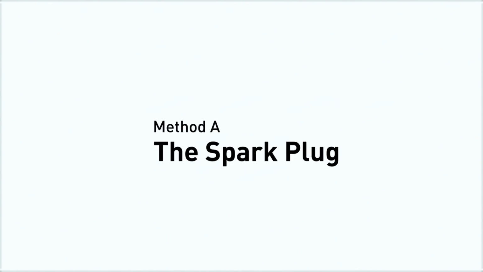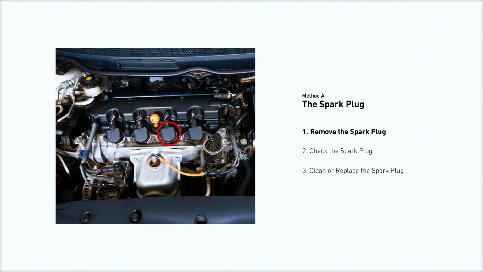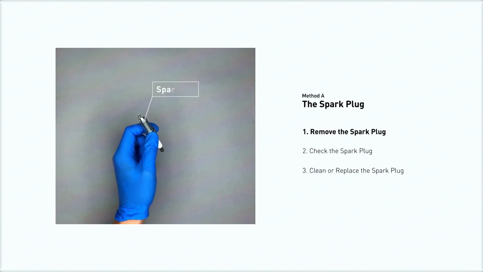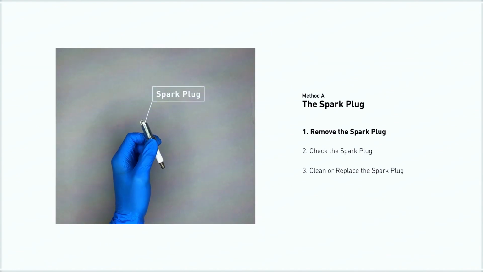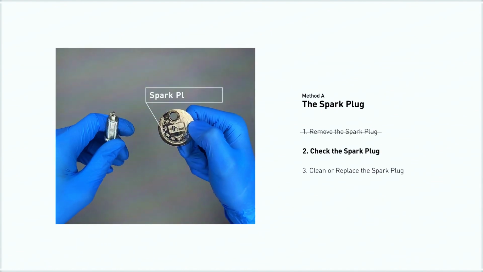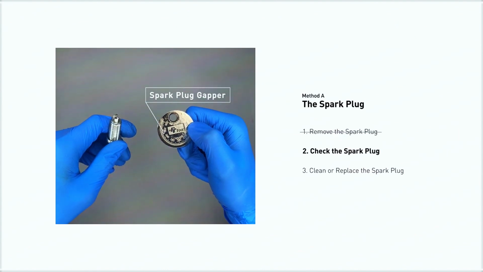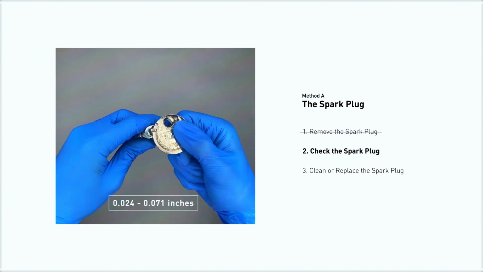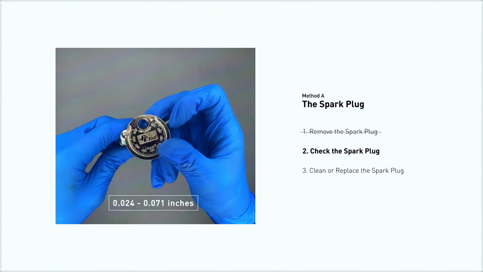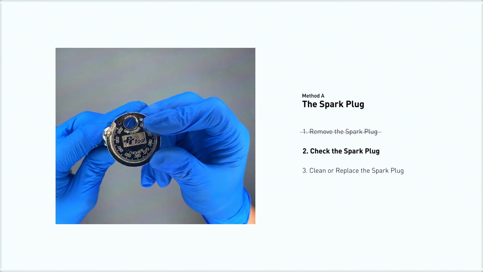Method A, the spark plug. The spark plugs are located at the engine end of the wires, under the plug covers that attach them. First, carefully remove the spark plug. Use the spark plug gapper to check the spacing of this spark plug. Normally the spacing should be between 0.024 to 0.071 inches.